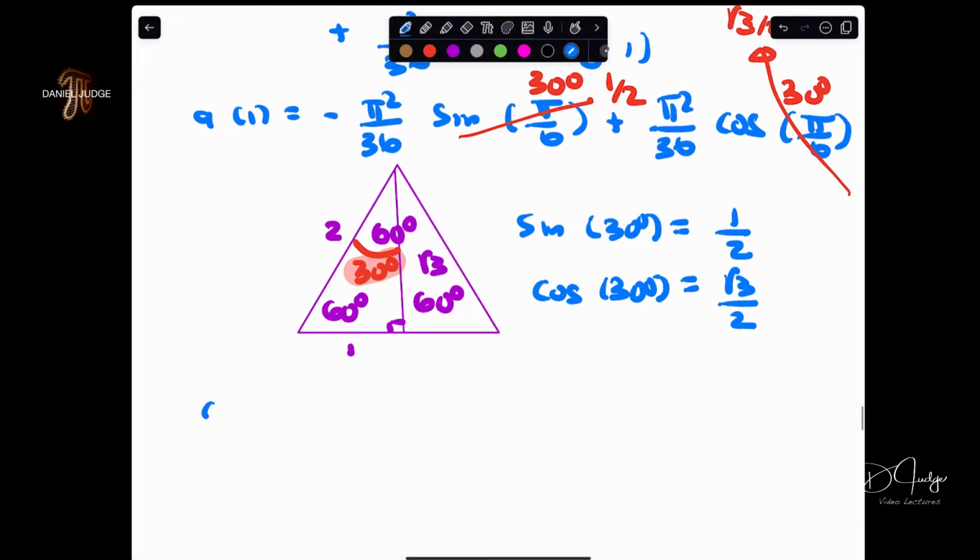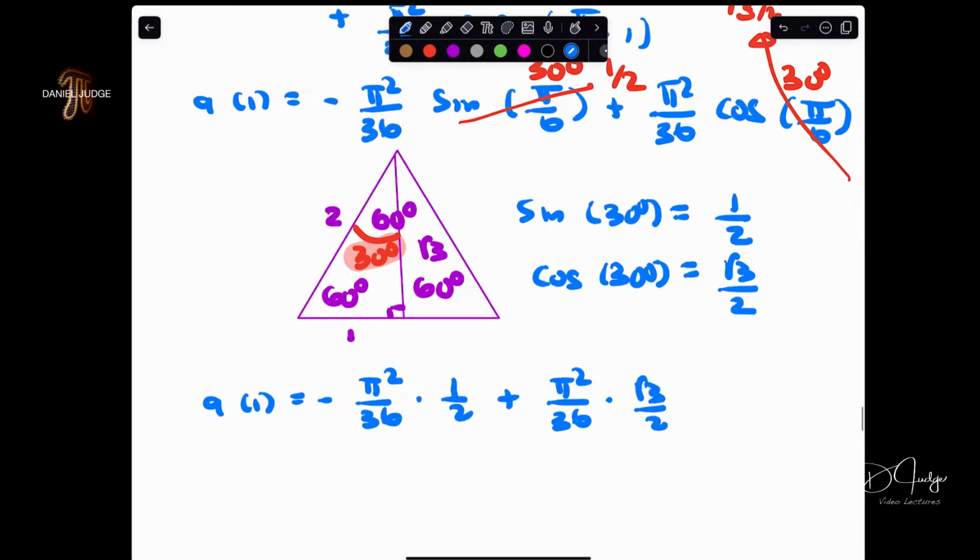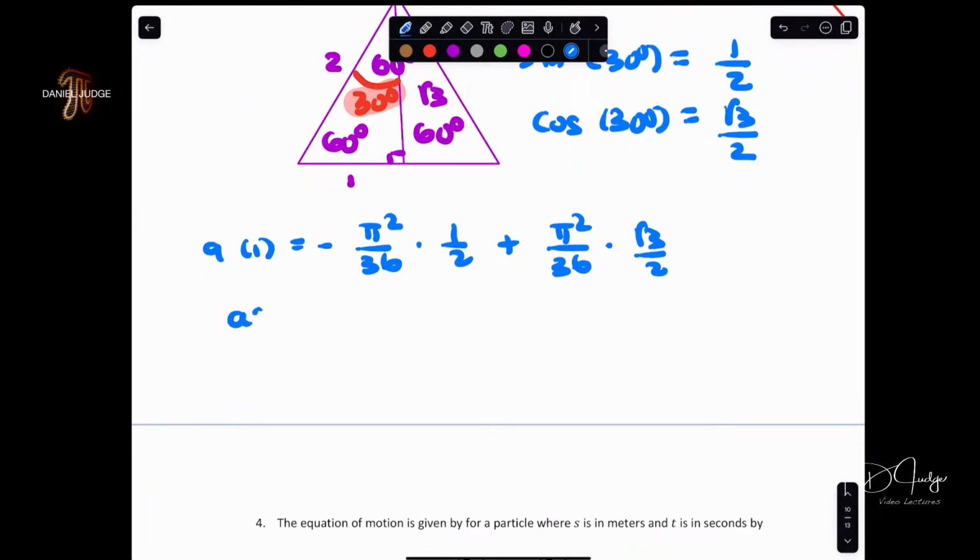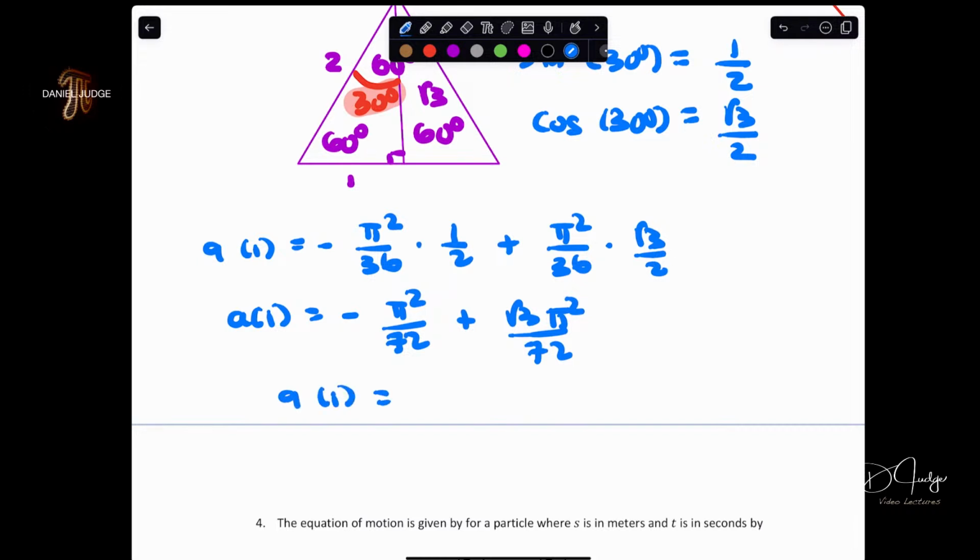So your acceleration at 1 second now is negative pi squared over 36 times 1/2 plus pi squared over 36 times the square root of 3 over 2. So you might look in back of the book and find negative pi squared over 72 plus the square root of 3 pi squared over 72. So we're going to factor out pi squared over 72. You get the square root of 3 minus 1 now.